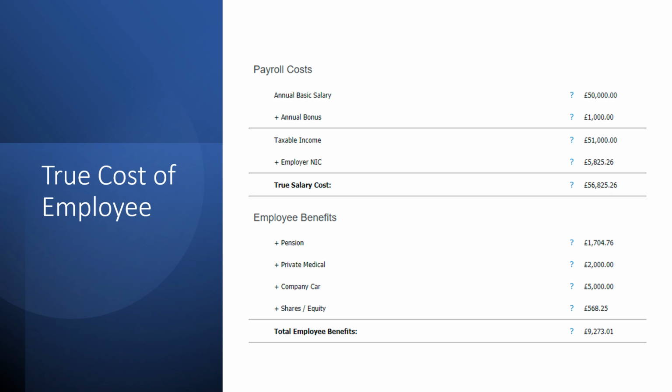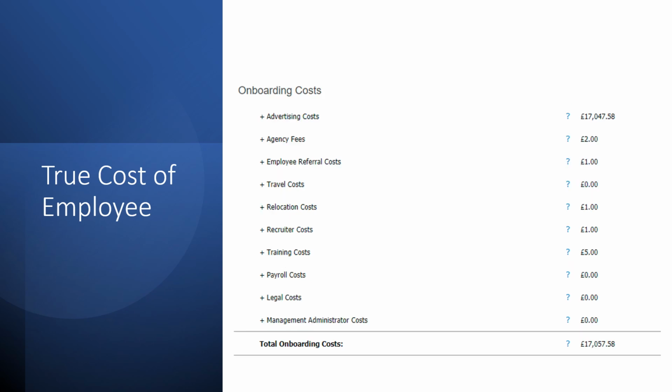In this example, you can see the annual base salary is 50k pounds. Then there are bonuses, taxable income, and employee benefits, for example, pension, medicals, company car lease, shares and equities. Then there is something called onboarding cost. So there are a lot of costs associated with someone joining a new company. So there are agency fees, employee referral cost, travel cost, recruiter cost, training cost, payroll cost, legal cost. So there are n number of different costs associated with onboarding any new employee.